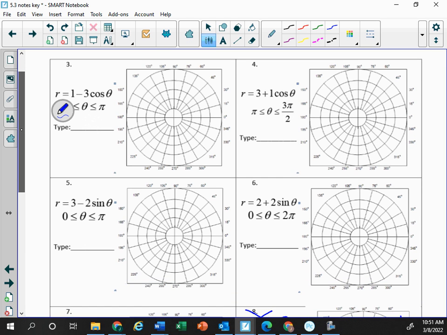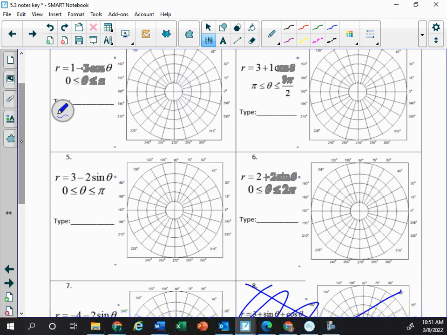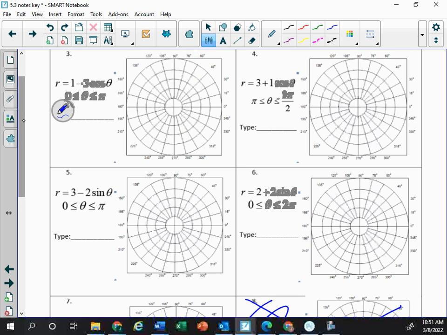If you want to go through and name them all first, you can, and then start graphing. So I'll give you a few minutes here. And then I'll put the key up. We'll see how you did, okay?